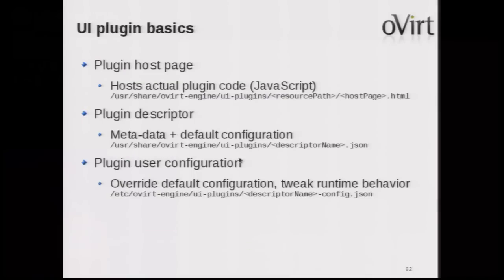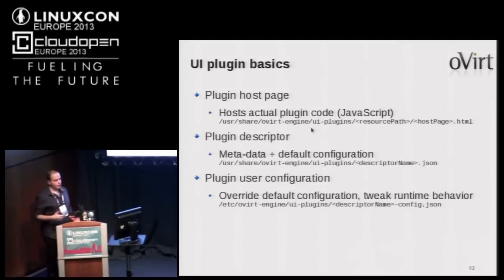So we have the basics. The UI plugin contains the HTML file of the plugin, the one we saw a second ago. And we have a plugin descriptor, which is a JSON file containing different configuration items we need the plugin to have. And if we install the plugin with a specific configuration and would like to override it, then we can create a new file in order to do that.